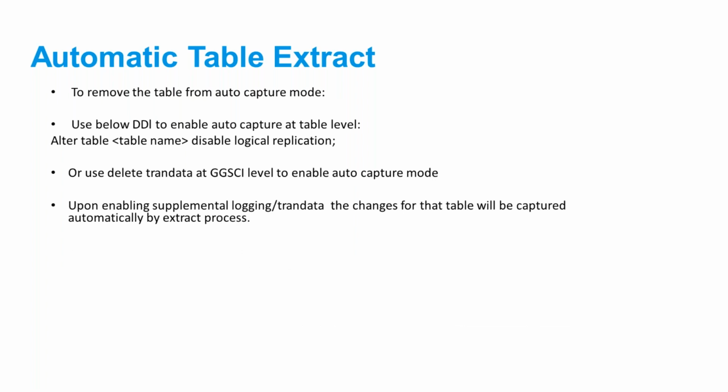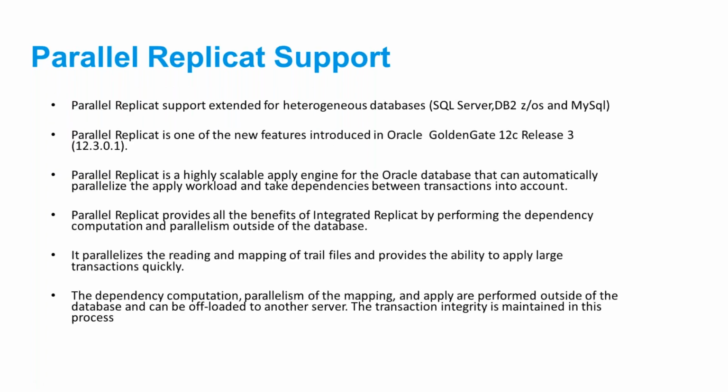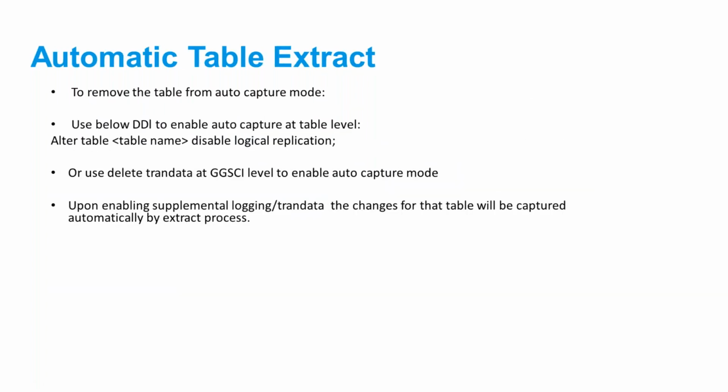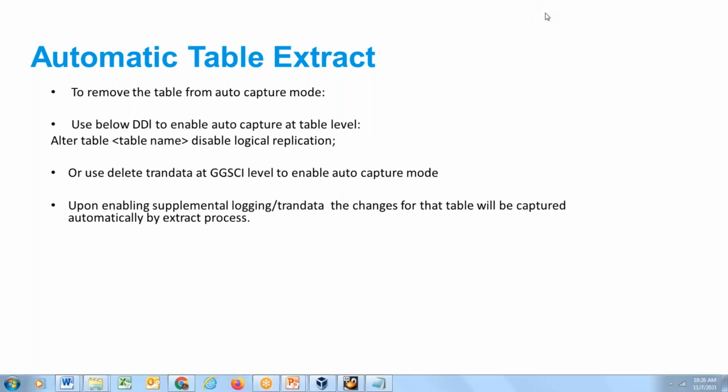Now, how to remove the table from auto capture mode? If you have added the table in auto capture and now you want to remove it, how can you remove it? Either execute delete trandata at GGSCI level or use the command alter table name disable logical replication. Okay, so this is how you can enable automatic capture on Oracle GoldenGate.